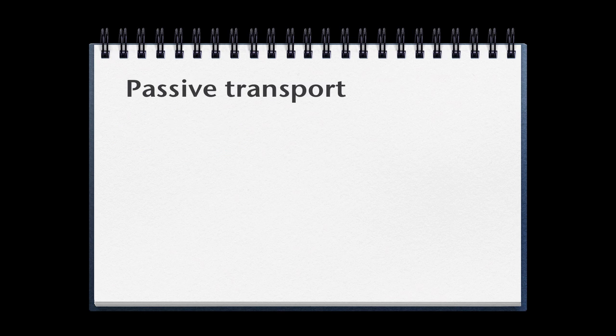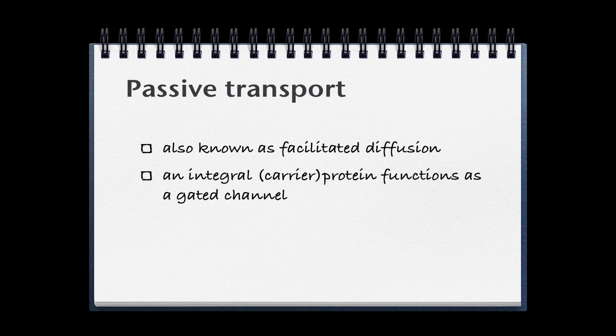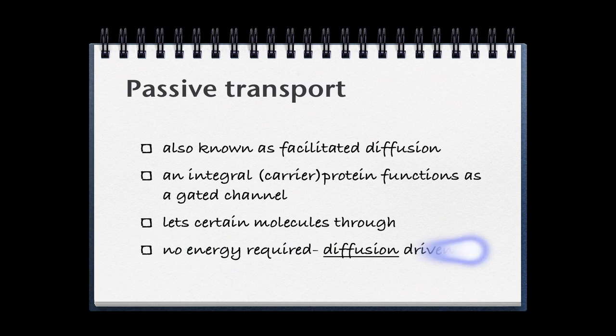Passive transport requires no energy, and it's also known as facilitated diffusion. It's a way that cells use embedded proteins to provide a gateway or a channel through which solutes can diffuse down their concentration gradient into or out of the cell. It has the ability to control which molecules can pass through the gate, but it requires no energy, so we can say that it's diffusion driven.